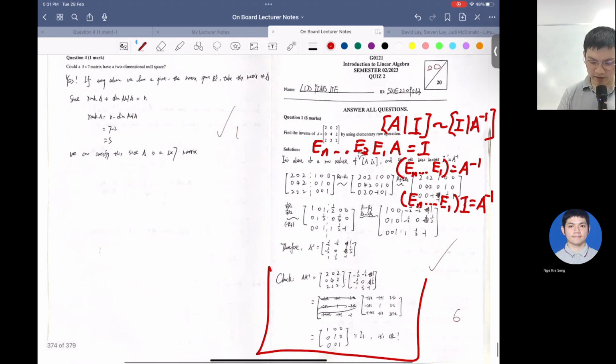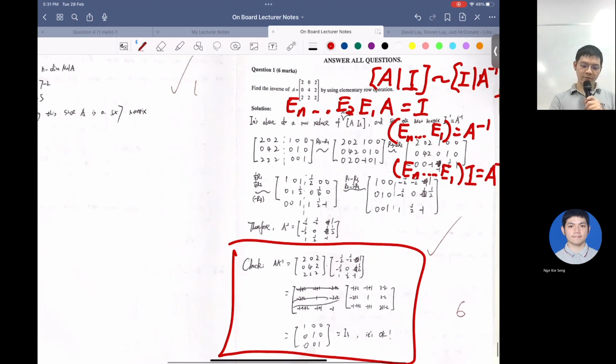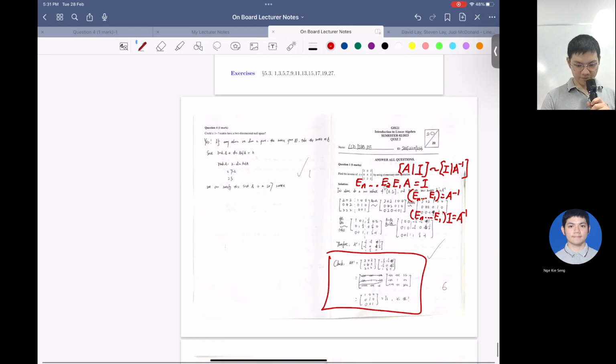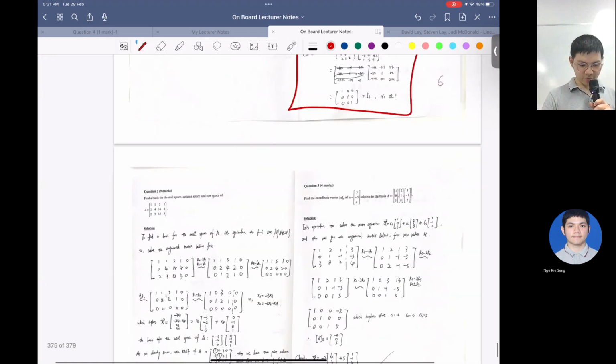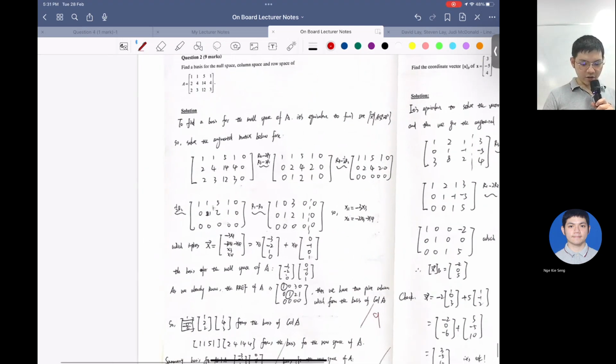And then the good practice is you check. Always check whether what you get is right or not. If you compute A inverse, try multiplying A and A inverse together, and see whether you get the identity or not. This is always a good check. Okay, I think not many people have issues on this. Okay, question 2.